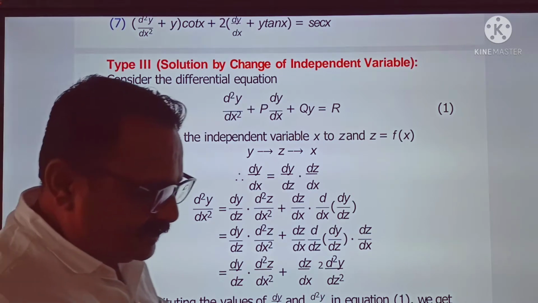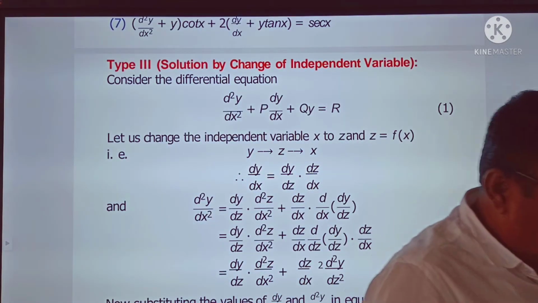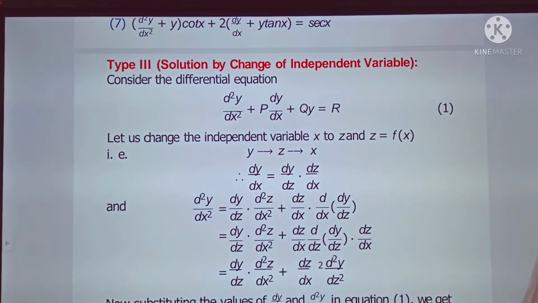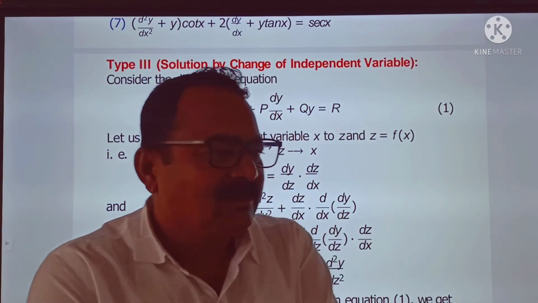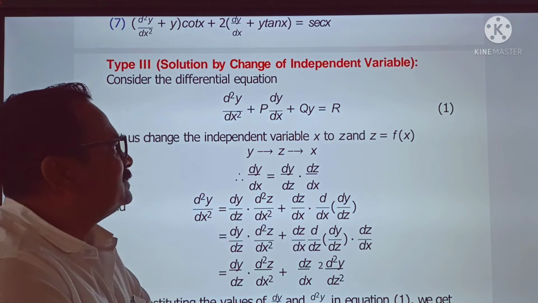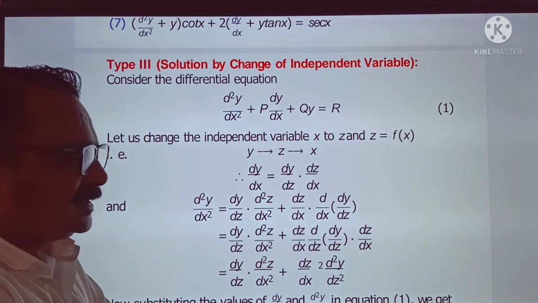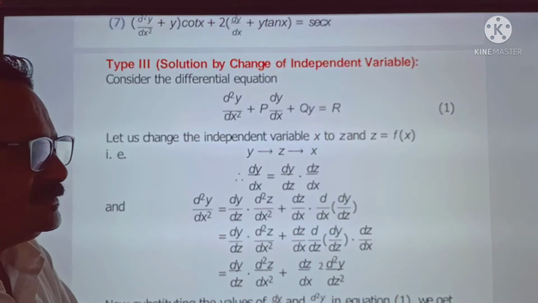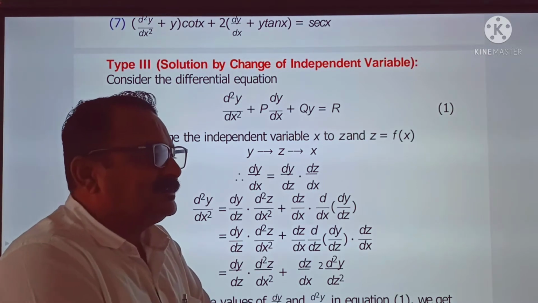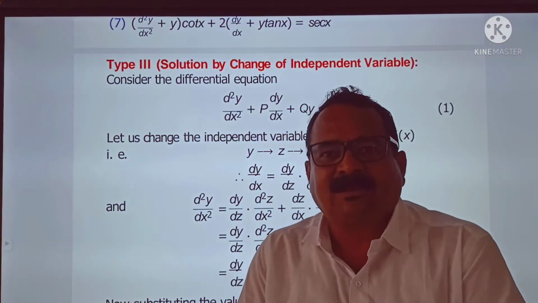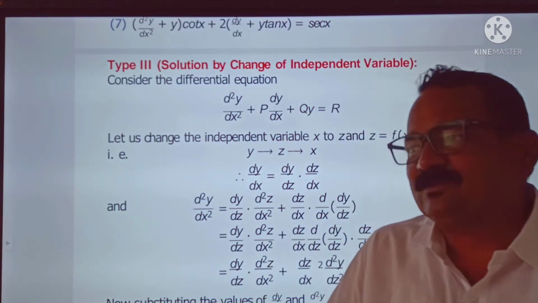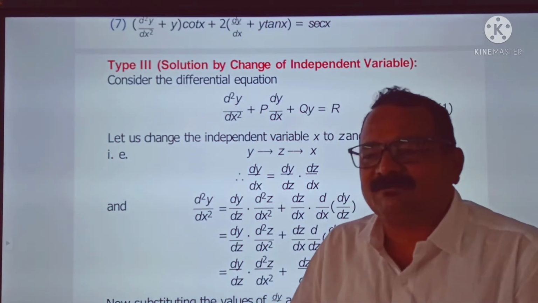Okay, friends, we have started the chapter second order linear differential equations. Second order linear differential equations are of the type d2y by dx square plus p into dy by dx plus q into y is equal to r. P, q, r are functions of x.